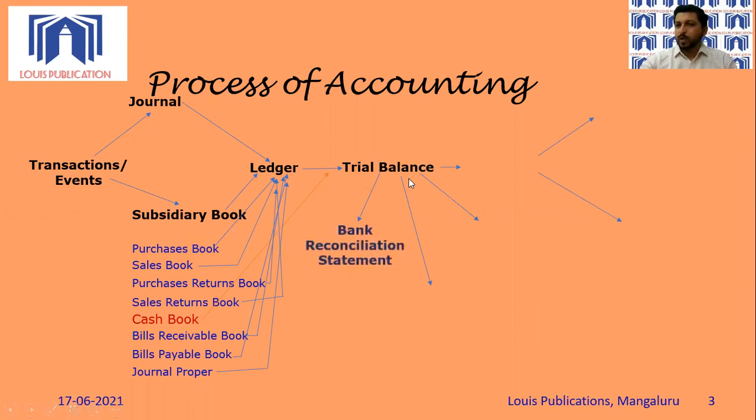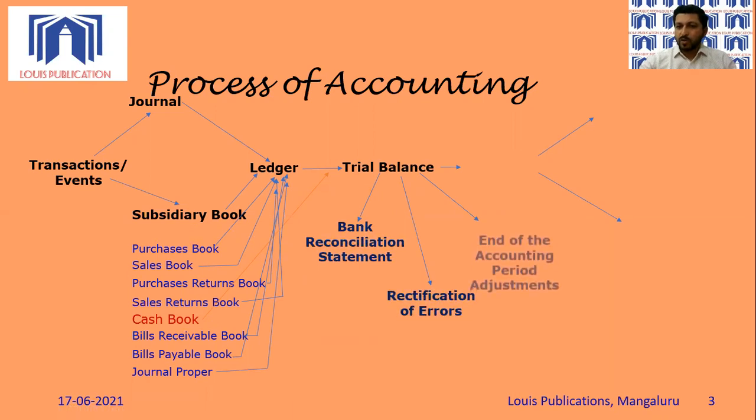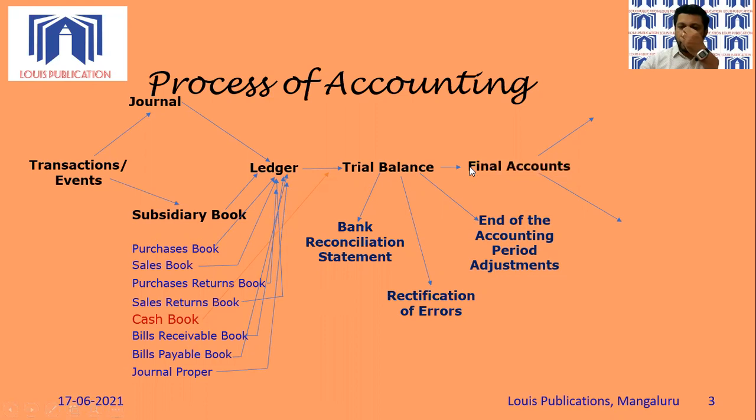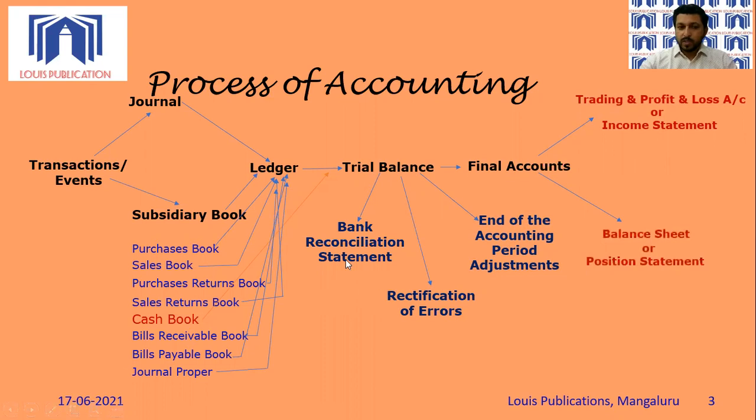And in the trial balance, we come across these three things: bank reconciliation statement, rectification of errors, and end of the accounting period adjustments. After we have completed this, then we prepare what is called as final accounts. And final accounts has two parts. The first part is the income statement, also called trading and profit and loss account, and the balance sheet, also known as the position statement.